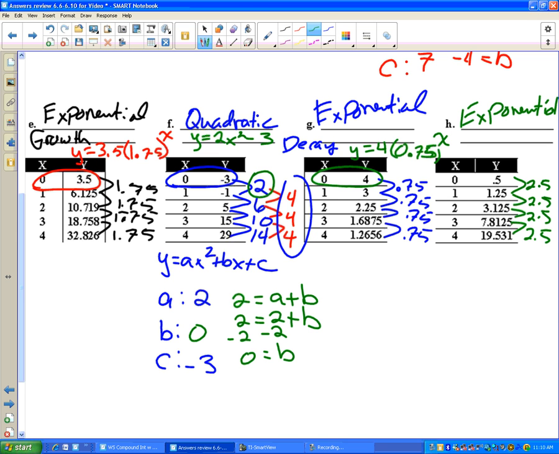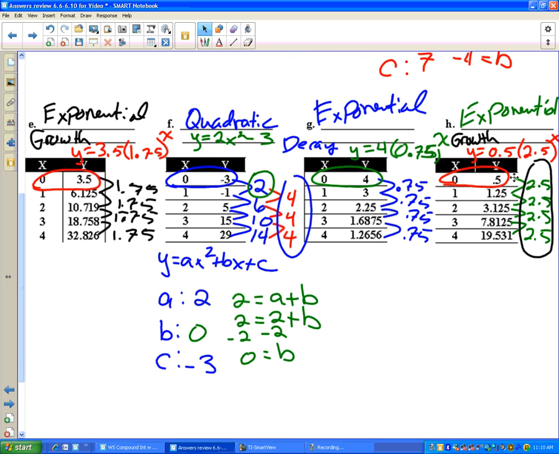I know that it's exponential growth because my successive quotient is greater than 1. So my equation is y is equal to my y value when x is 0, my initial value, 0.5 times my successive quotient 2.5 to the x power. All right, let's go to the next page.